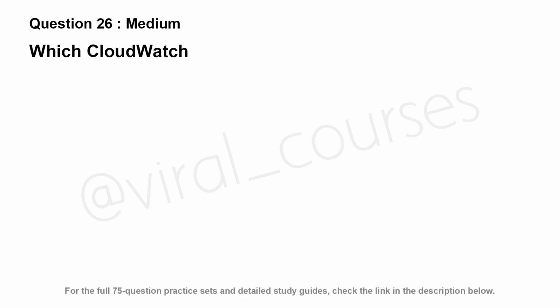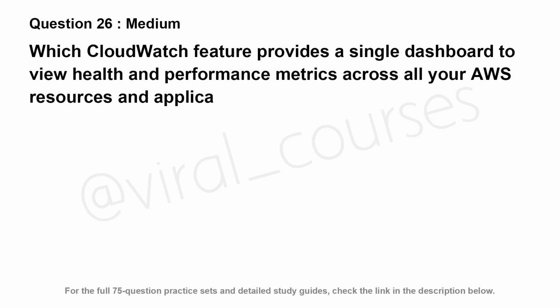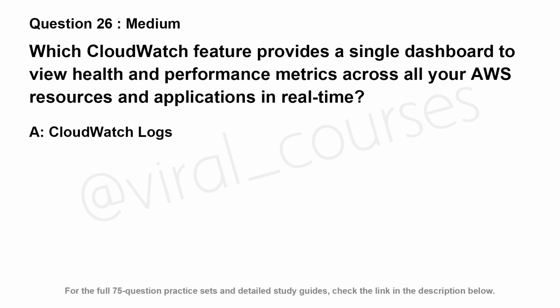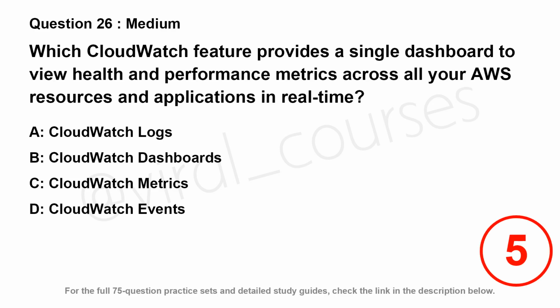Which CloudWatch feature provides a single dashboard to view health and performance metrics across all your AWS resources and applications in real time? Option A, CloudWatch Logs. Option B, CloudWatch Dashboards. Option C, CloudWatch Metrics. Option D, CloudWatch Events.